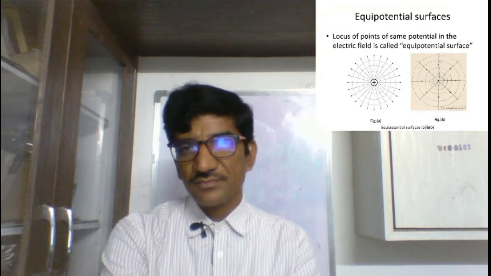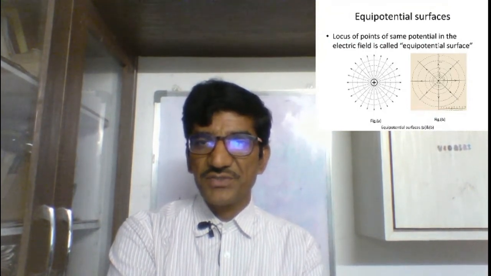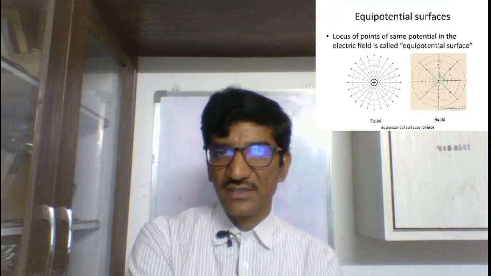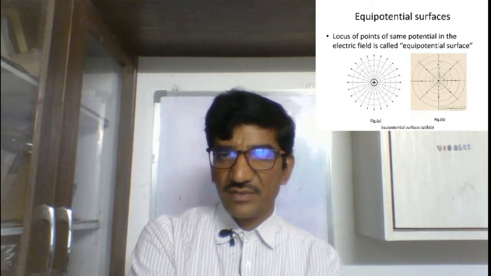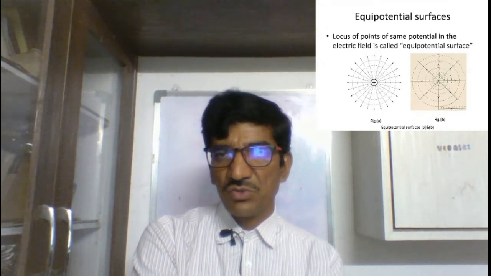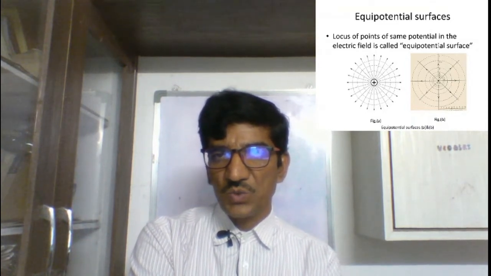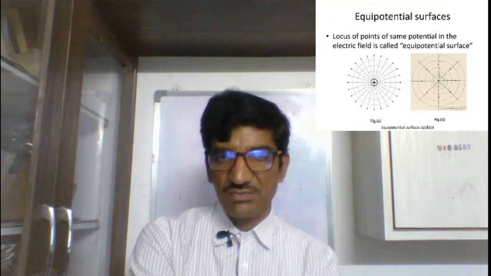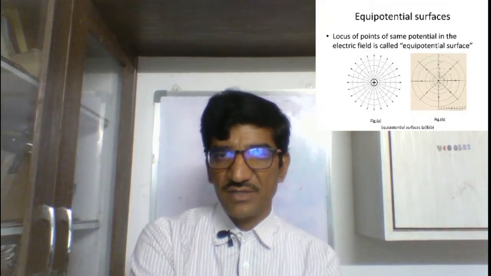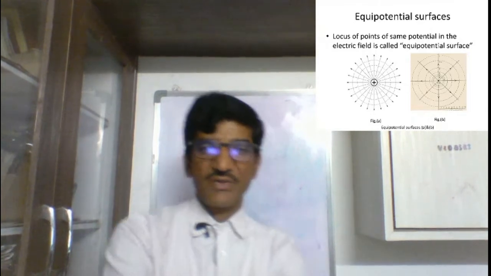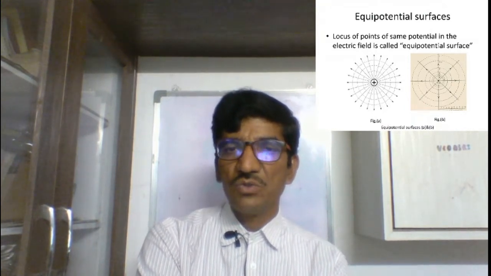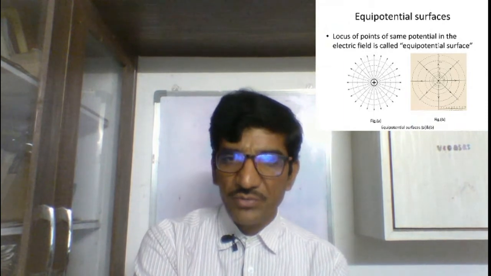For small displacement, you see here in the second figure, these equipotential surfaces are very near to each other here. Here they are very sparsely separated. Moving the charge between two equipotential surfaces amounts to a smaller displacement of the charge. If you are considering the equipotential surfaces away from the charge, there for the same amount of work, you can move the charge up to a large distance.